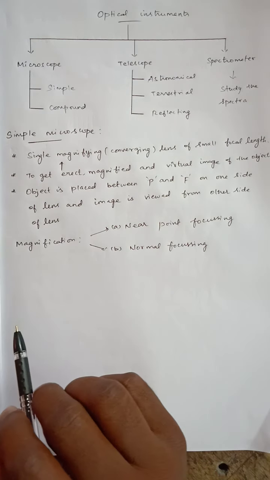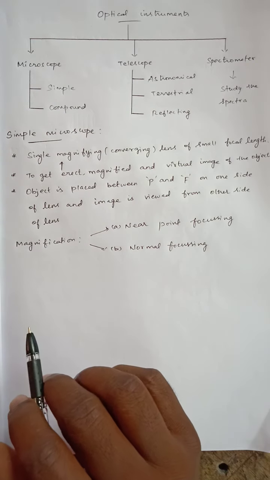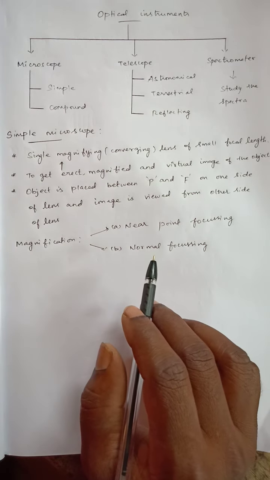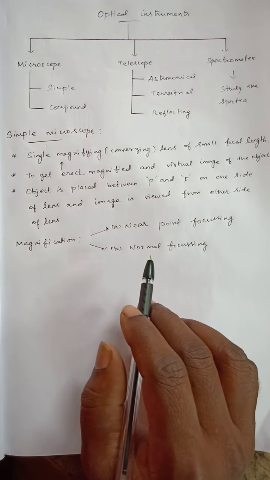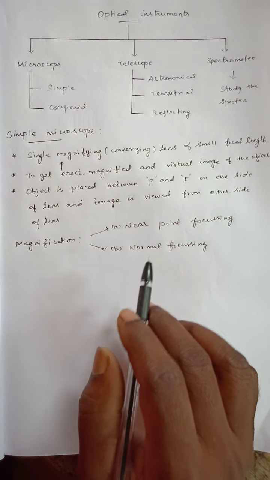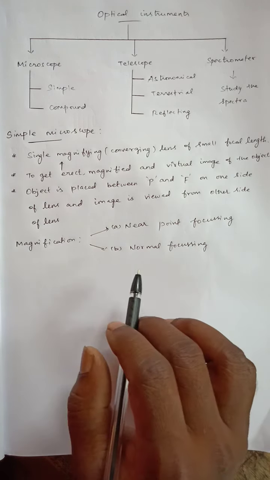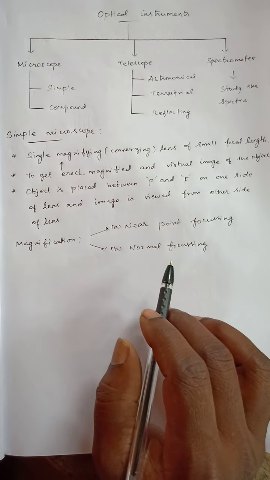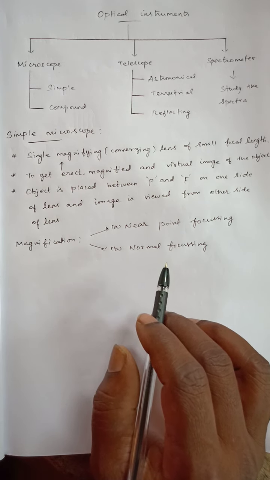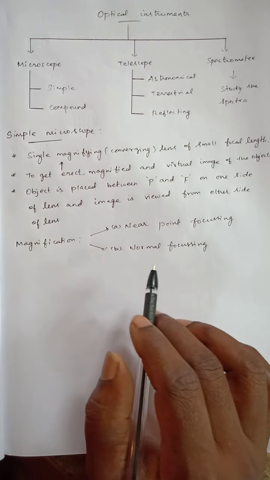Let's see the magnification in the simple microscope. There are two types of magnification process. First is near point focusing, where the image distance is just 25 centimeters, called the least distance. So we focus with the least distance. Second is normal focusing, called angular magnification, where we see a particular angle of the image. We get the magnification formula for both cases, near point focusing and normal focusing.